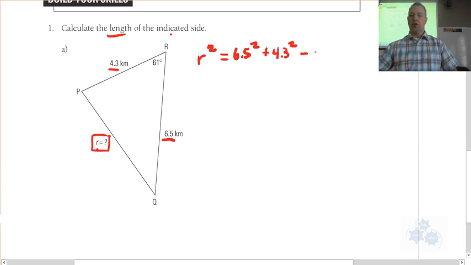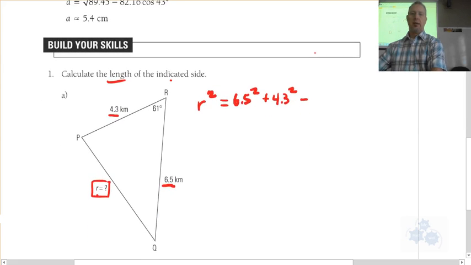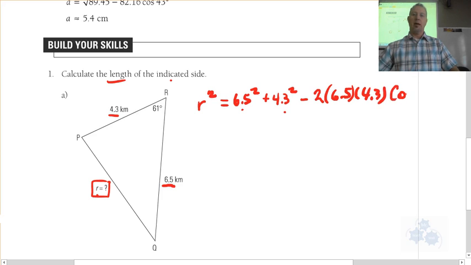Then we're going to subtract what? Subtract 2 times these numbers, right? 6.5 times 4.3. And also times, because it's the cos law, you gotta remember, times cos of, well, it's the side that's, the angle, sorry, that's opposite of this little r, that's 61.